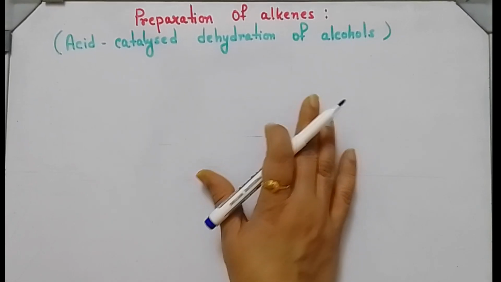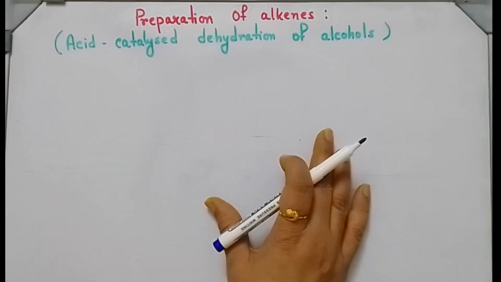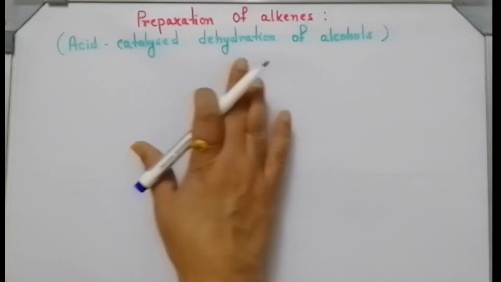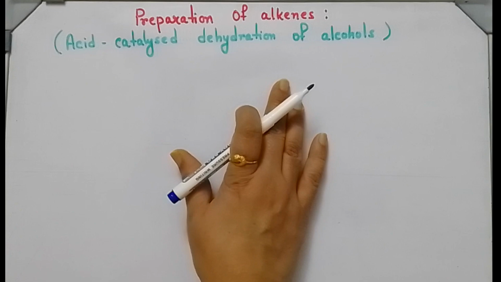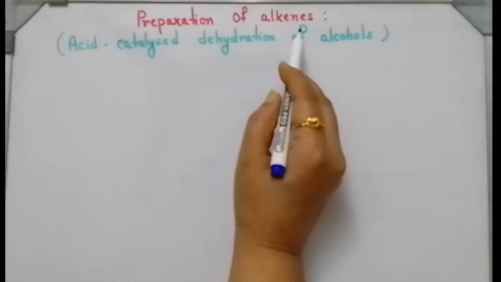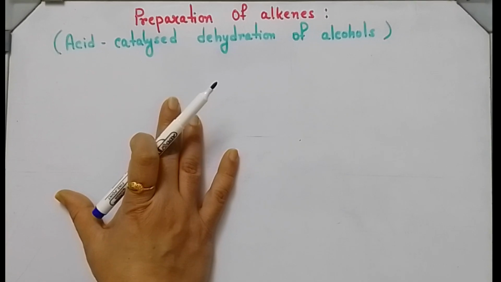In this lecture under preparation of alkenes, I am going to explain some important points on acid catalyzed dehydration of alcohols and some important questions on it. So what are alkenes? Alkenes are unsaturated hydrocarbons having at least one double bond.